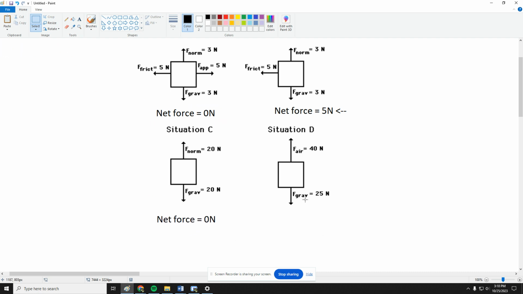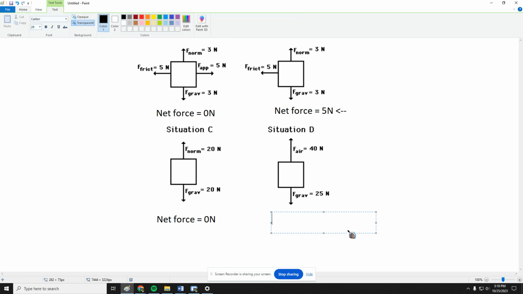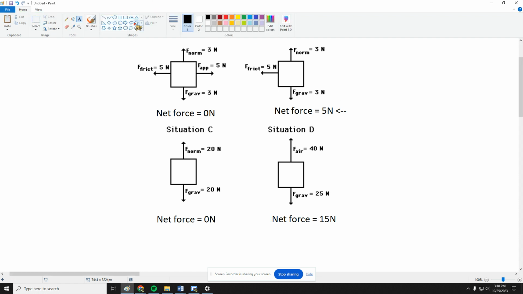And then for situation D, I can see I have forces up and down, but they're not equal. I have 40 newtons up and 25 newtons down. So you could use a calculator for this if you need to, but 40 minus 25 is 15. So I know my answer to situation D is going to be that my net force equals 15 newtons. But I've got to make sure I put that direction. So let me grab an arrow. 15 newtons up.